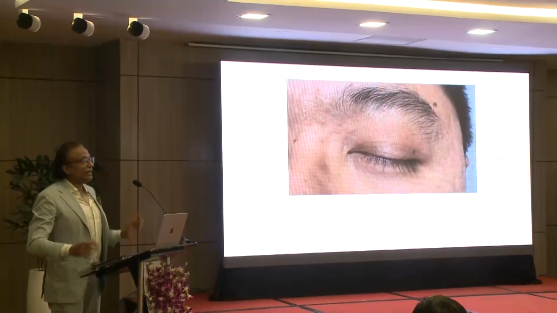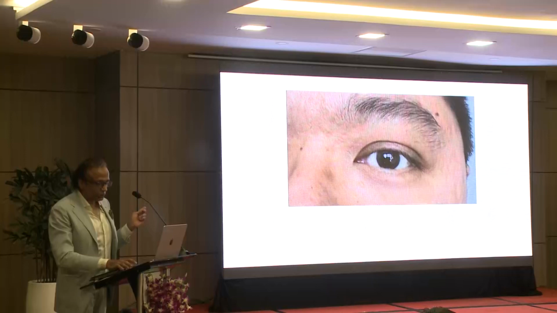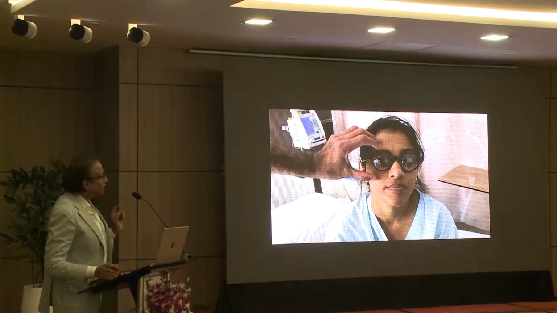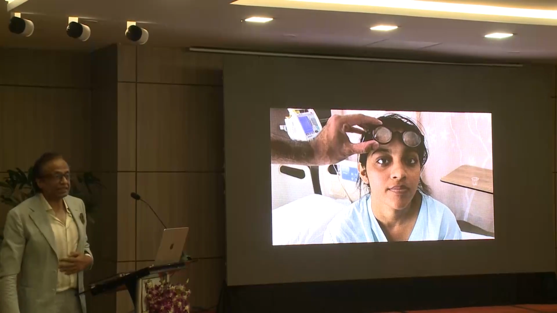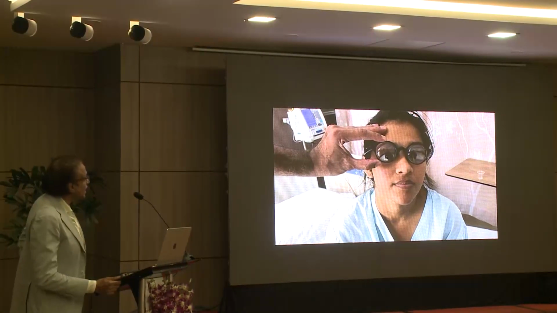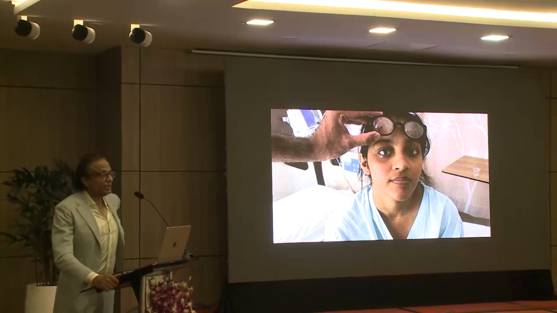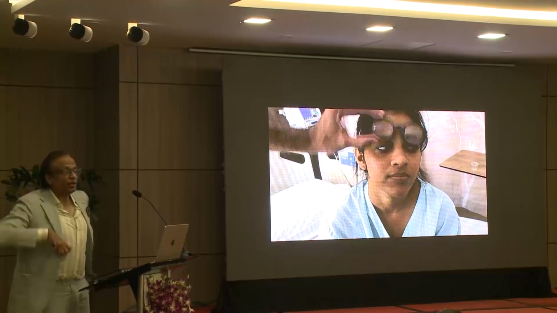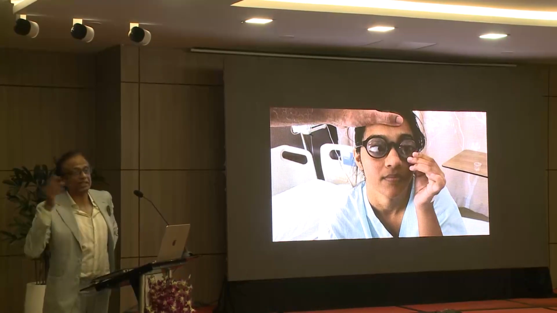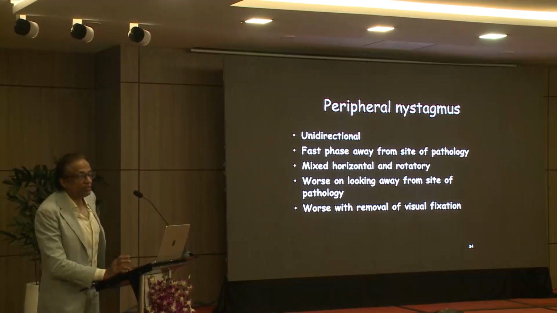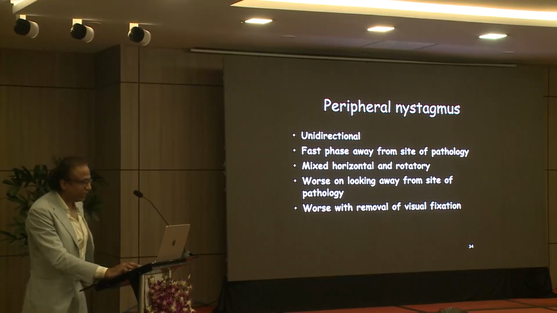But the problem is when the patient closes his eyes, you can't see his eyes. So what do you need? You need something like this. You need thick glasses called Frenzel glasses, which will remove visual fixation. And you can see the nystagmus disappears the moment she lifts up the glasses and she looks through her eyes. The moment I put on the glasses and remove visual fixation, the nystagmus gets worse. So, in summary, peripheral nystagmus is all of this, and it can be worked out very simply.